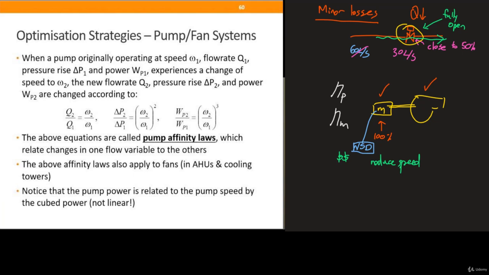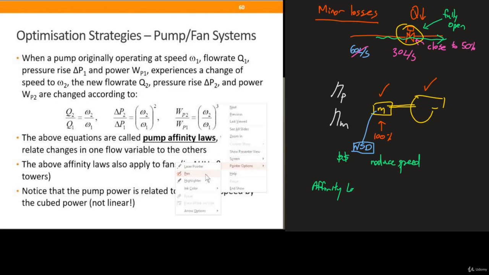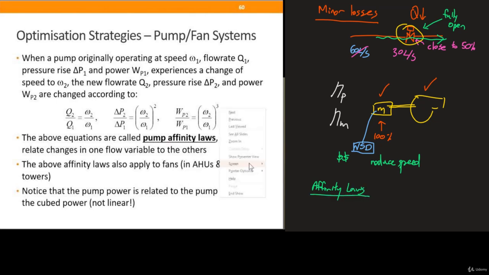Why is that so? It's because of this fan law, or sometimes we call it the pump affinity law. This law highlights one important point: the power consumption of a fan or a pump is not directly proportional to the RPM. So what do I mean?